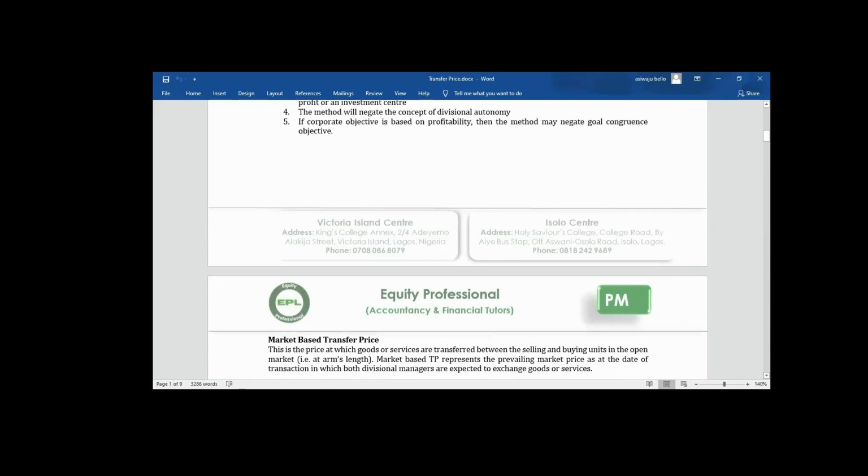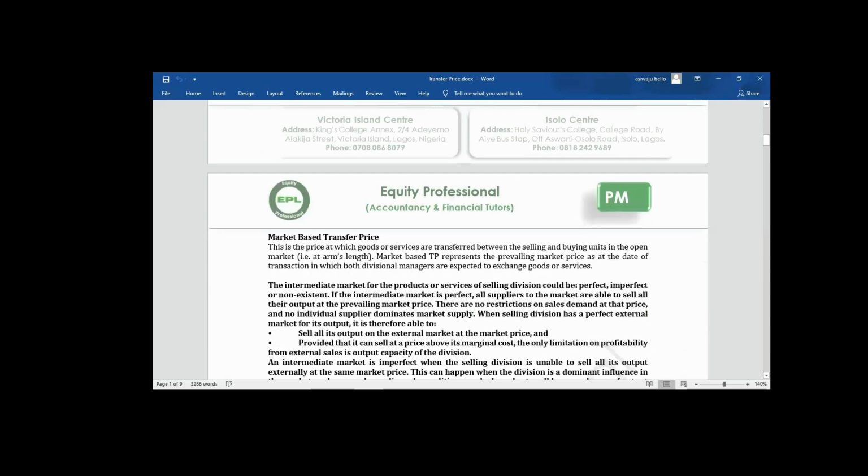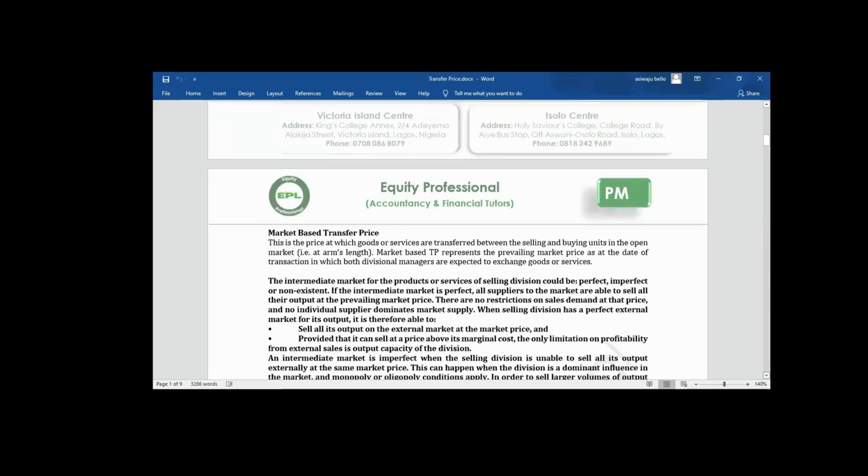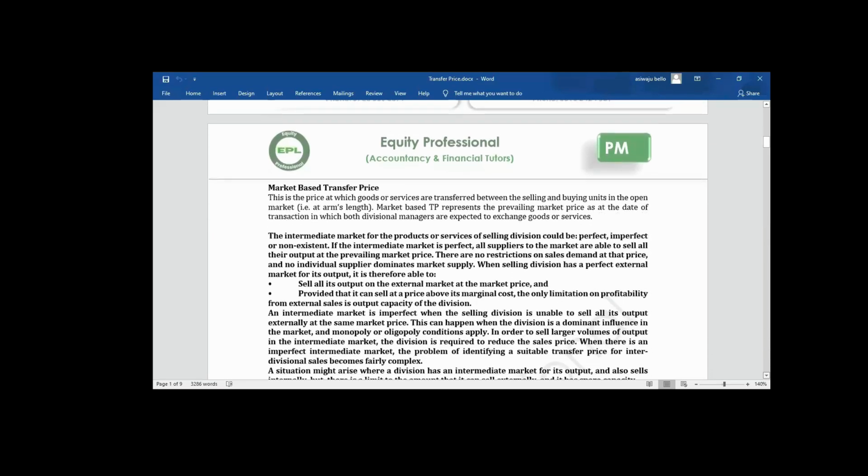Number 2 method. Please be attentive to this. Questions are always around this number 2. Market-based transfer price.